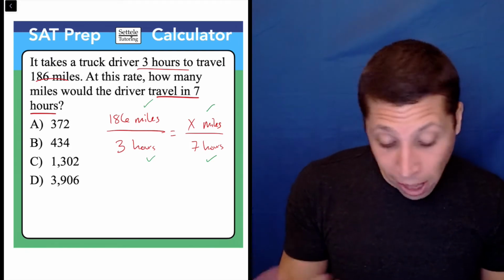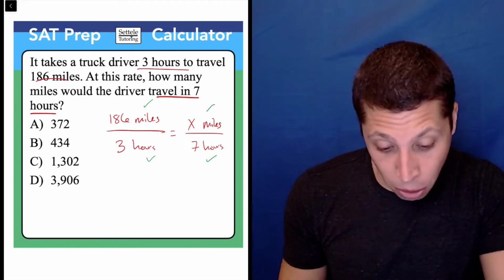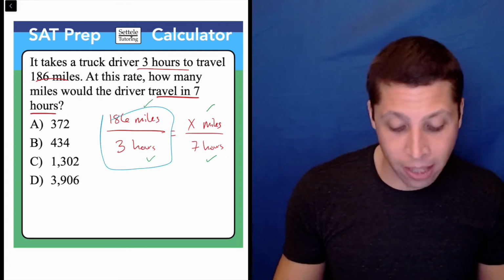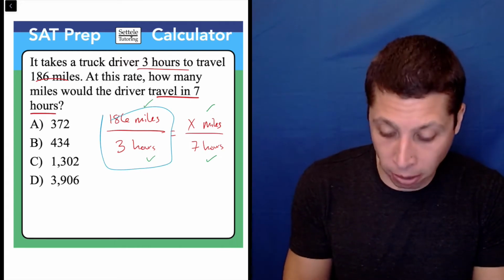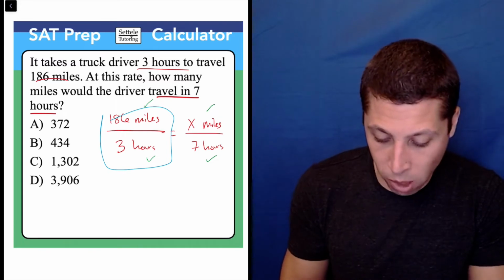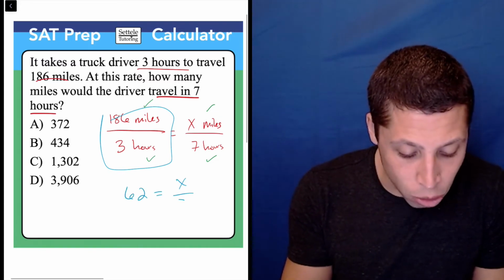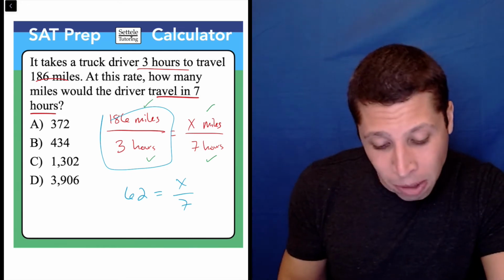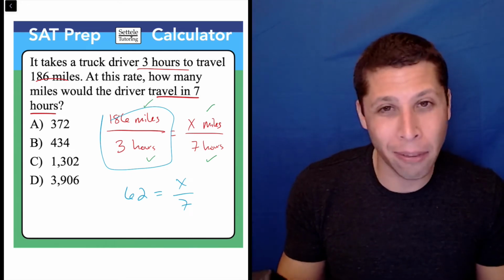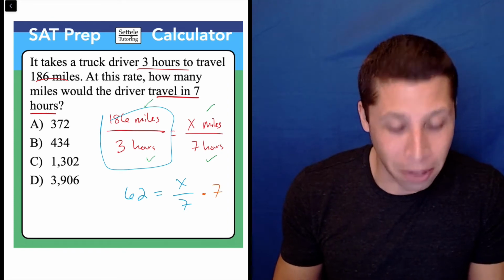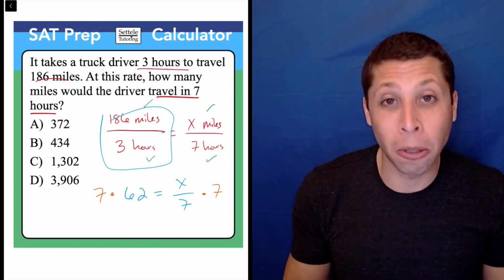At this point, what I would do is just start by dealing with the division over here. 186 divided by 3, we can just do that in our calculators. This is the calculator section, so 186 divided by 3 is 62, and that is equal to x over 7. And yeah, some people learn how to cross multiply here, but I find cross multiplying to be more trouble than it's worth, so I would just do some regular multiplying.